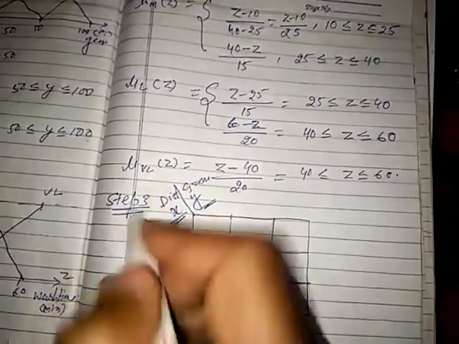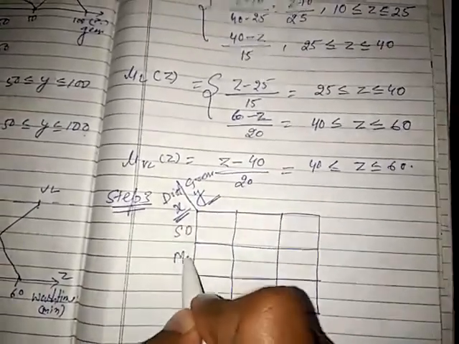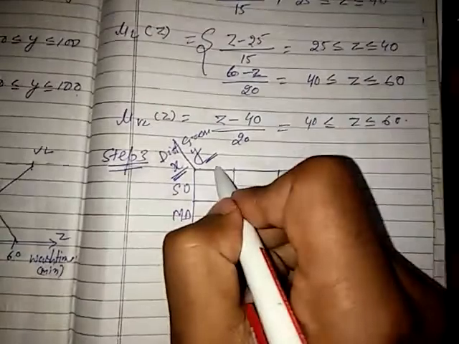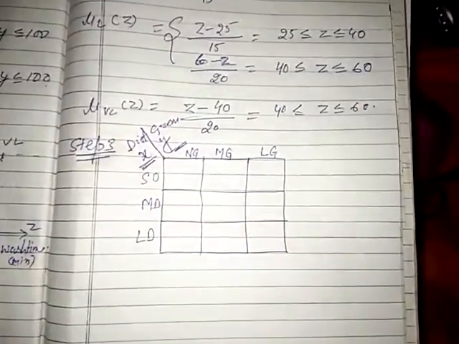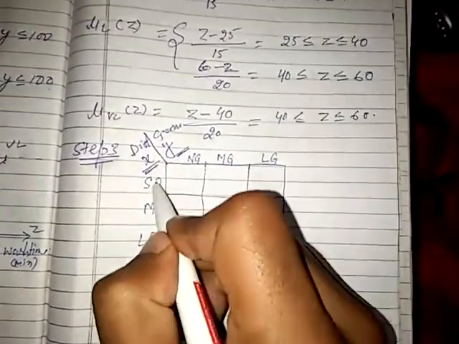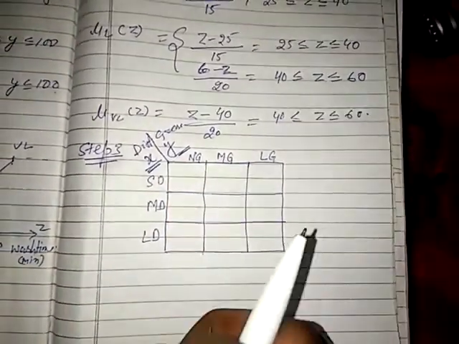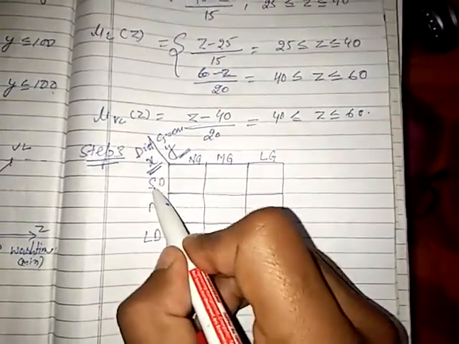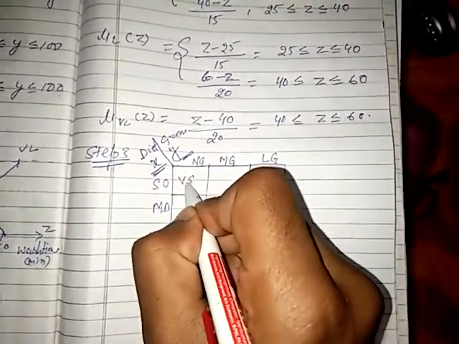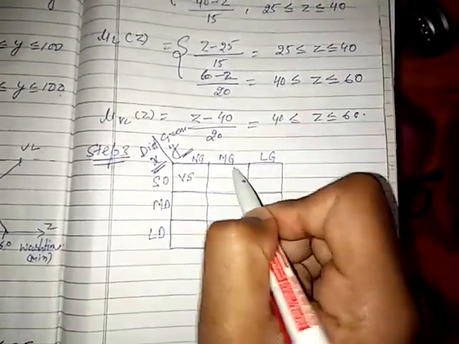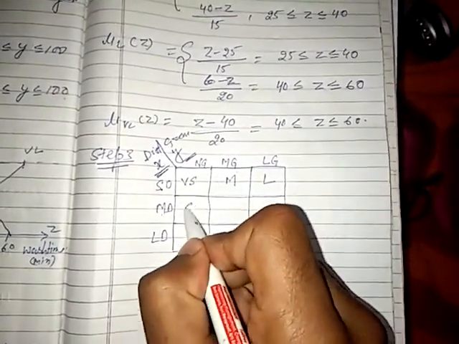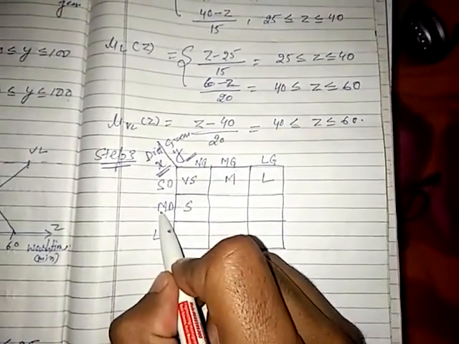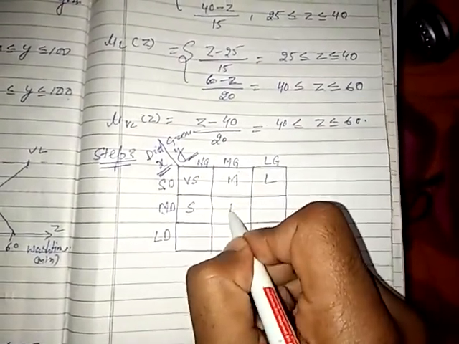Here x and y are the variables: small dirt, medium dirt, large dirt, and no grease, medium grease, and large grease. According to the variables, if there is small dirt and no grease, it takes very small time to wash. If small dirt and medium grease, then it takes medium time. If small dirt and large grease, then it takes large time. If medium dirt and no grease, it again takes small time. If medium dirt and medium grease, it takes medium time.